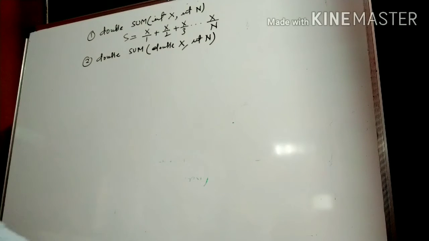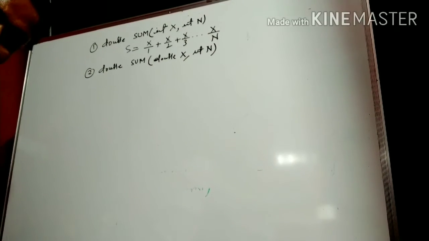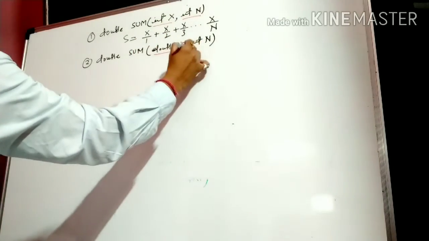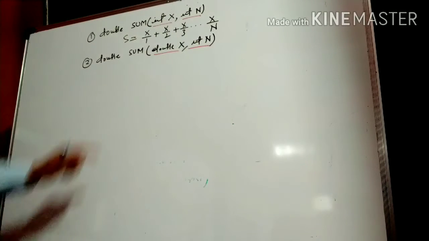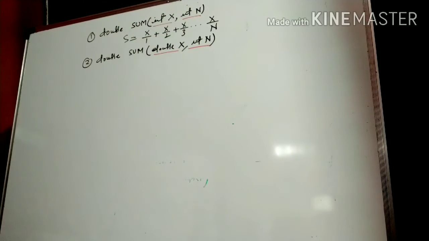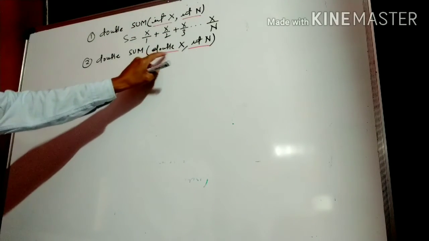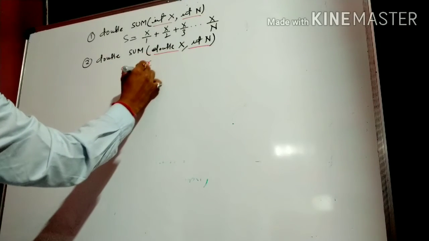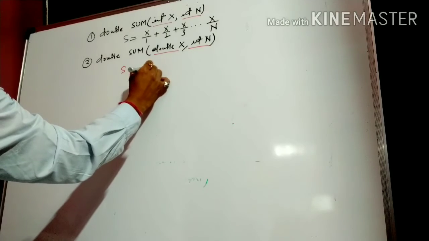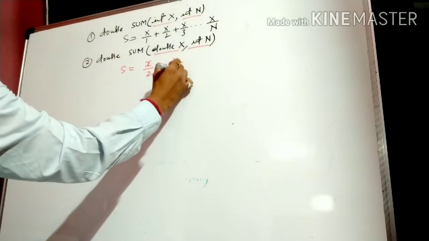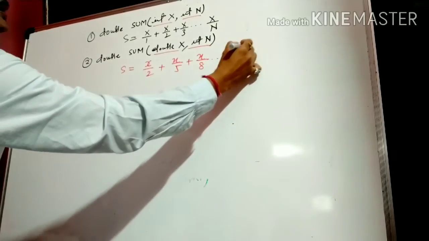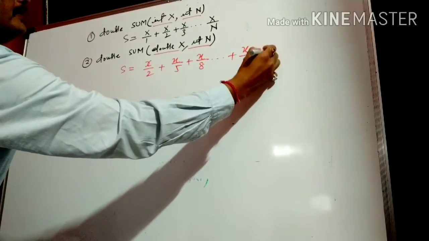So when you see these methods carefully, the signatures are here integer, here double and integer. It's okay, that x and n doesn't matter. These are local variables. The main thing is the signature, the data type. And here it will return x by 2 plus x by 5 plus x by 8 dot dot dot up to n terms.